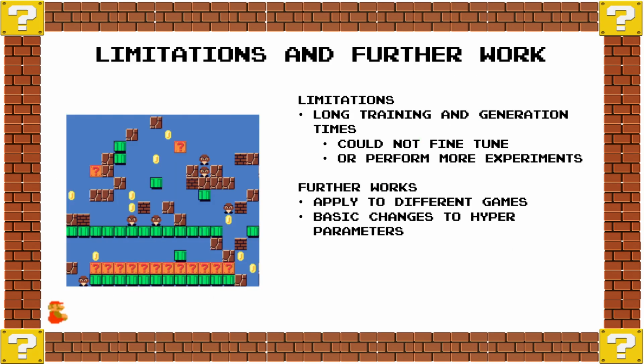It's worth noting that our agents took an extremely long time to train and generate levels. This means that we could not do as much fine-tuning as we had wished, or perform as many experiments as we had intended. Further works range from applying it to different games to more basic changes like changing certain hyperparameters.